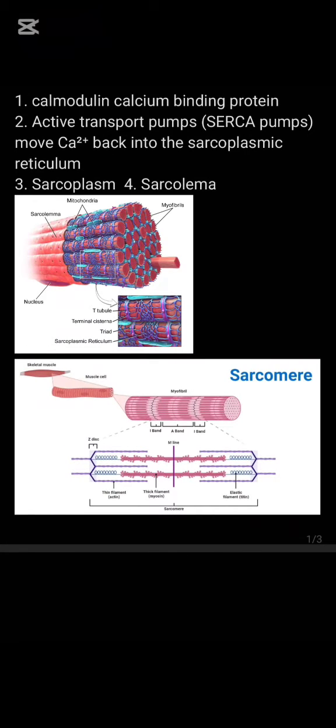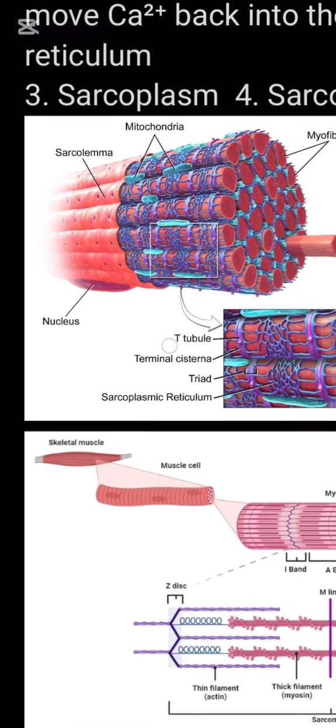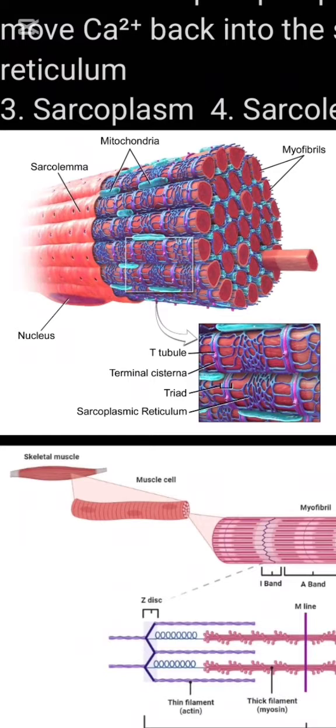I will show you first the structure of the skeletal muscle. So this is the skeletal muscle structure, and if you talk about the skeletal muscle cell, I'm showing you here. So this is the muscle. As you can see, this is the sarcolemma. Sarcolemma is the membrane of the muscle cell, and the cytoplasm of the muscle is known as sarcoplasm.